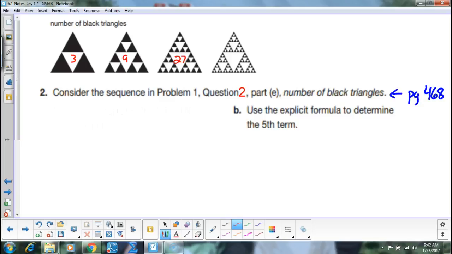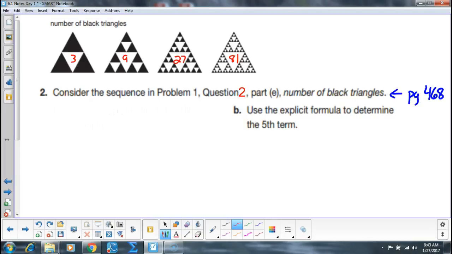Your eyes are better than mine. I'm going to guess 81. Did you count them all, Taylor? No. Okay, what's the pattern? I'm going to guess that there's 81 there. Is this a linear pattern? No. So that means it's a geometric sequence. Now it says use the explicit formula to determine the fifth term. Well, based off of the pattern, the fifth term should be how many?